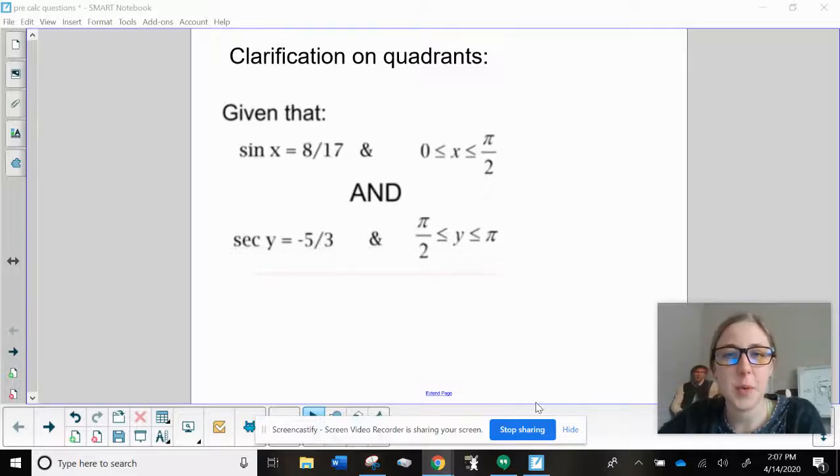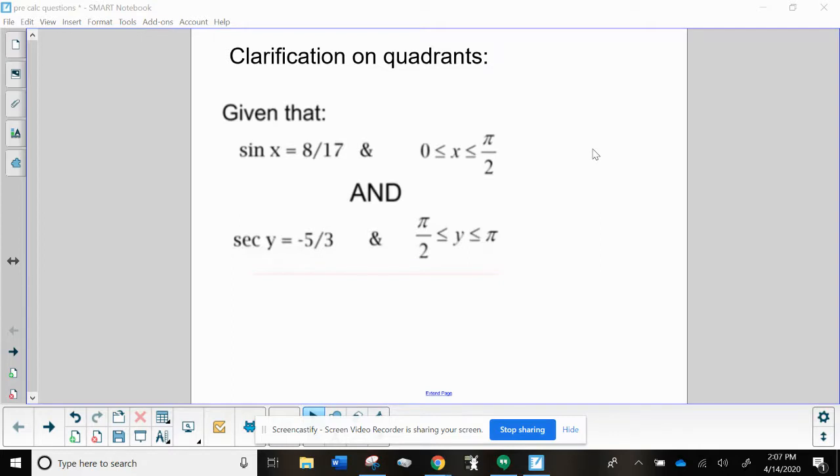Hi, Precalc. I just wanted to make a really quick video clarifying a question that we had about making the triangles in the correct quadrant. So I just took a screenshot that you see here of one of the problems.